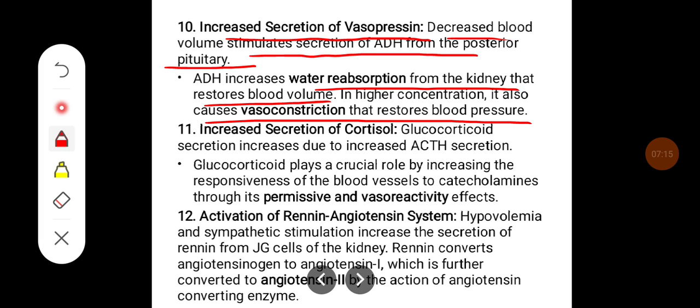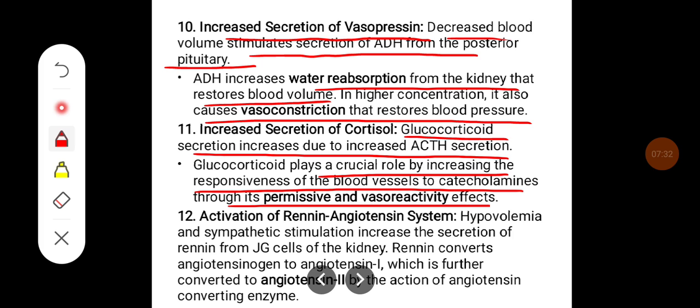Increased secretion of cortisol. Glucocorticoid secretion increases due to the increased ACTH secretion. Glucocorticoid plays a crucial role by increasing the responsiveness of blood vessels to catecholamines through its permissive and vasoreactivity effects.